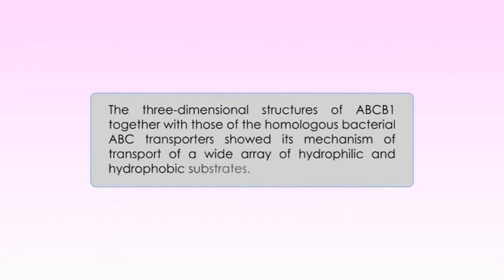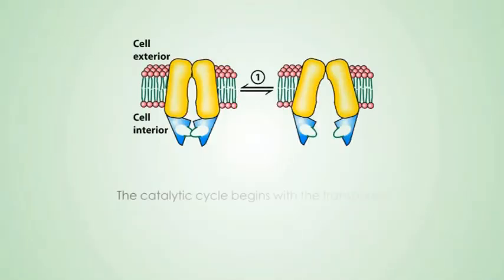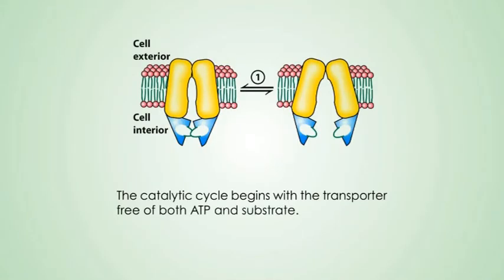The 3-dimensional structures of ABCB1, together with those of the homologous bacterial ABC transporters, showed its mechanism of transport of a wide array of hydrophilic and hydrophobic substrates. The mechanism of active transport by these proteins is as follows. The catalytic cycle begins with a transporter free of both ATP and substrate.